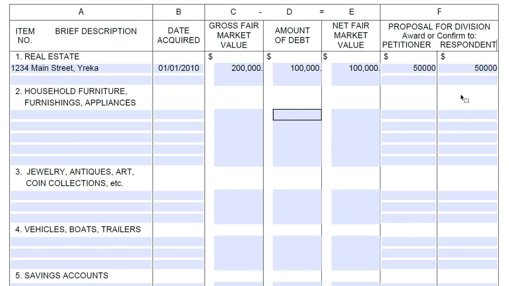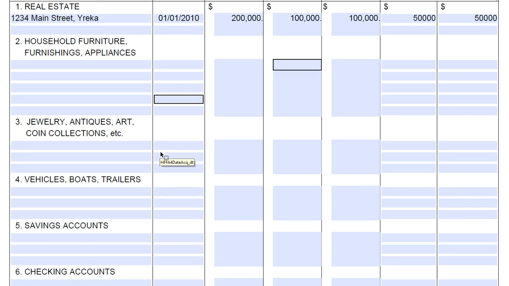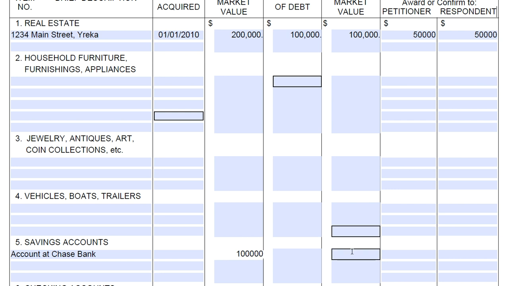Okay, so just to go back to dividing things up if you have more than just one asset. So now let's say that you do have a savings account at Chase Bank, and you don't know when you acquired it, so you'll just leave this blank, and you have $100,000 in your savings account because you're doing pretty good for yourself, and the fair market value of that would be 100 because there's no debt, that's just money.